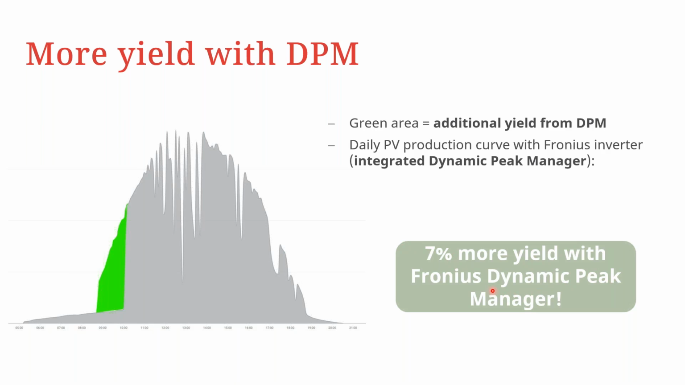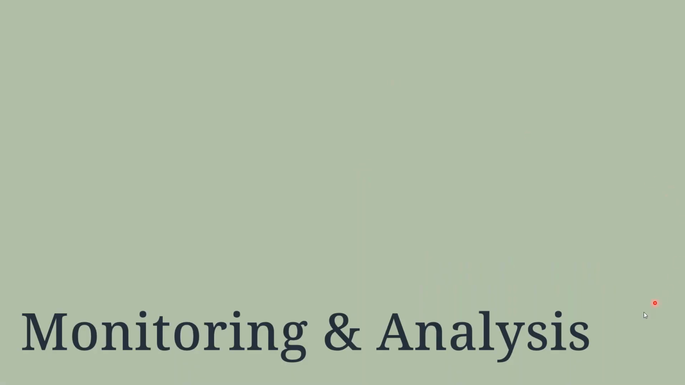So if you put together the two aspects of the active cooling, then the shade mitigation algorithm, which is the dynamic peak manager with the Fronius inverters, you can see that you have significantly more yield with the Fronius inverter design compared to competitor inverters. And therefore, the more yield you are able to get out of the system, the faster your return on investment for this particular system.